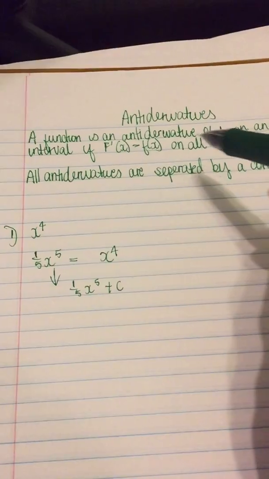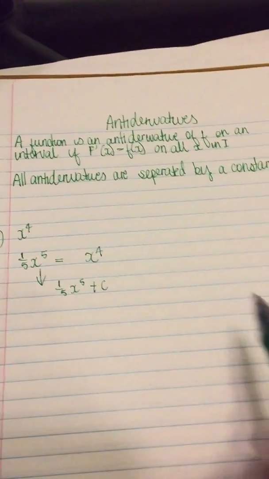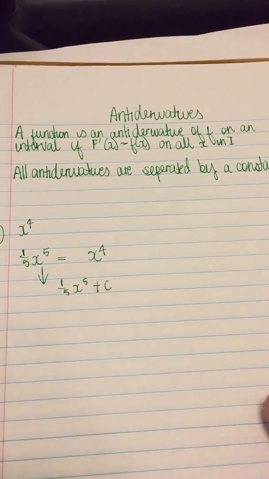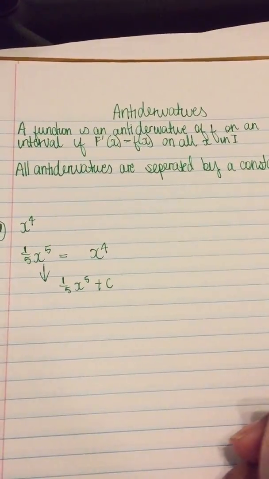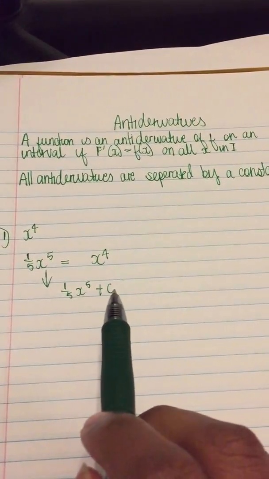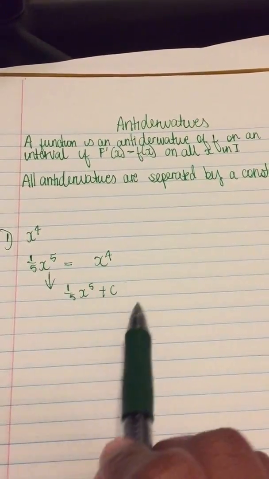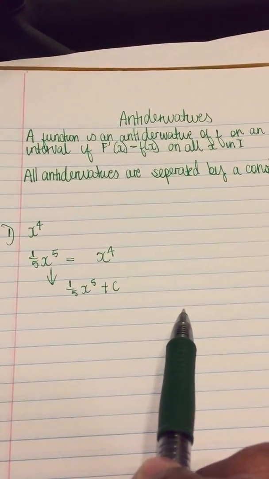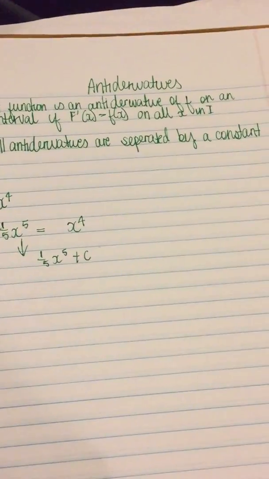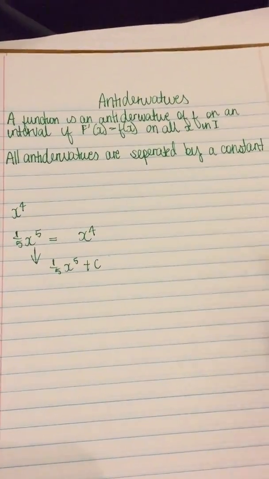So that's what I mean when all antiderivatives are separated by a constant. So this could be, I don't know, maybe 6 or 4 or 100 or 1,000,000, but the reason why it's separated is because we don't know what this is, but we know it could be 0. We know that there is some sort of constant to separate the antiderivatives.